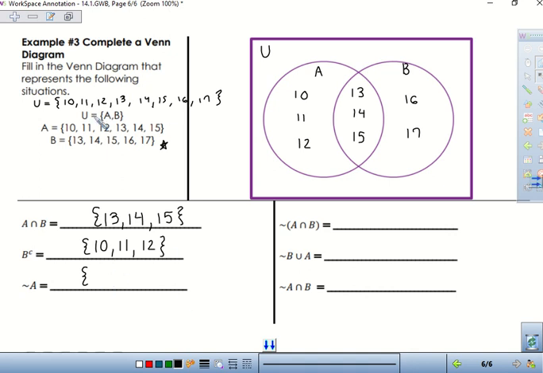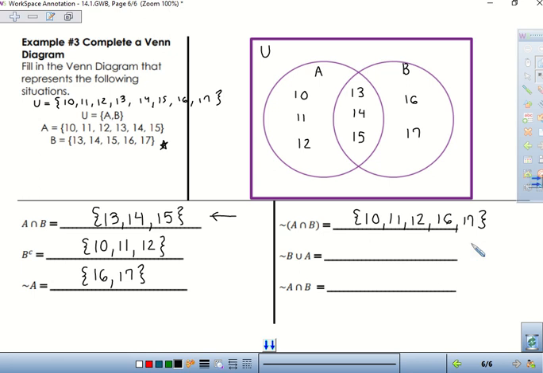So what up here is not in A? 16 and 17. That's everything that's not in A. Here it's saying the complement of the intersection of A and B. So that's everything that's not in this set right here, because that's the complement of the intersection. So what's everything in the universal set that's not in this set right here? 16 and 17. So that's the one I was doing in my head earlier.